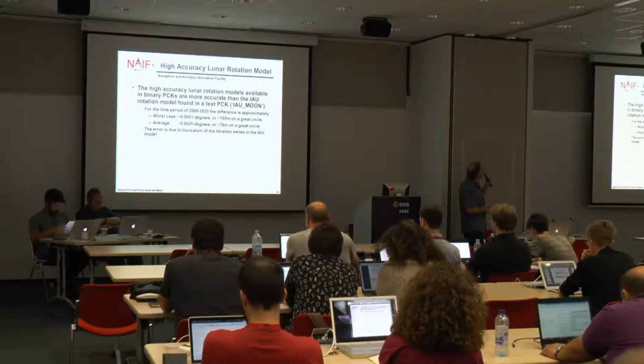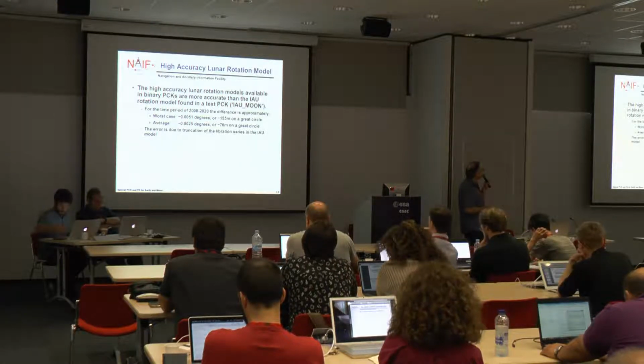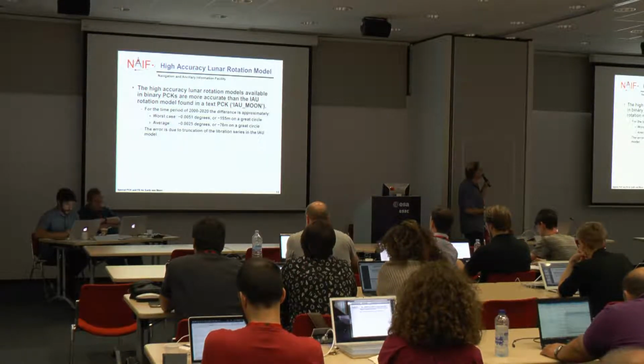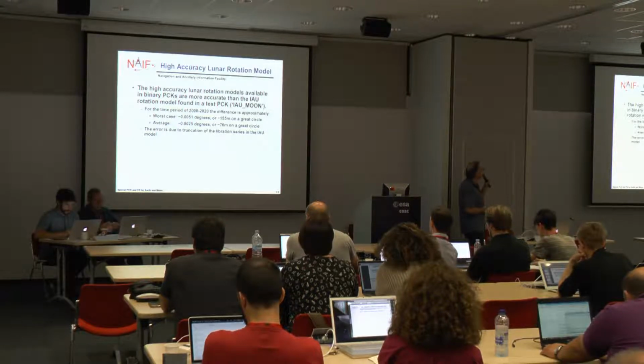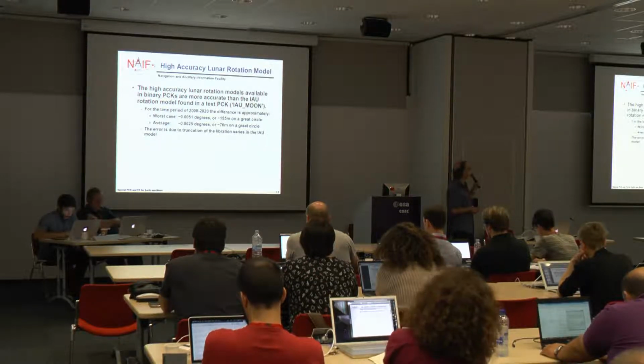Okay, so for the lunar rotation, the situation is a little bit different. It's simpler in some ways. High accuracy lunar rotation models available in binary PCKs are more accurate than the IAU rotation model found in the text PCK. That's the IAU moon. And the IAU moon frame that is described by the text PCK is an approximation to the moon ME, the moon mean Earth direction frame, which is supported by binary PCKs.